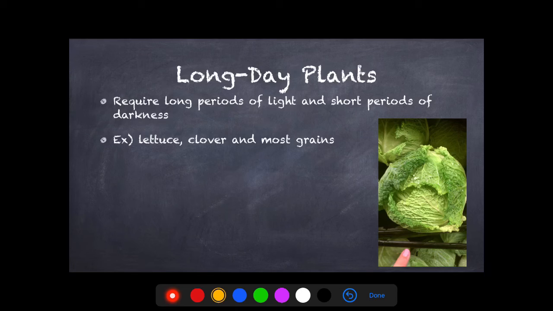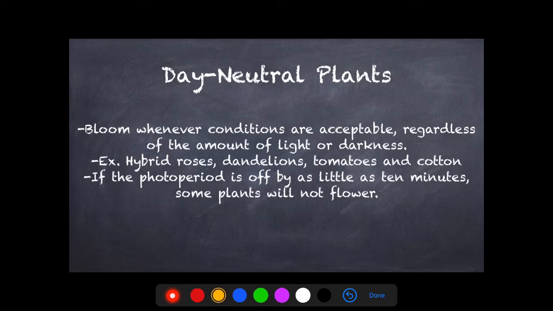Your long day plants, like your lettuce, your clovers, a lot of your grains, they like to have long periods of light and short periods of darkness. So they want as much light during the day as possible in order to really thrive well and to produce whatever fruit or flower that they are involved with.